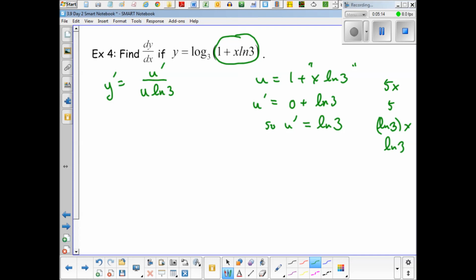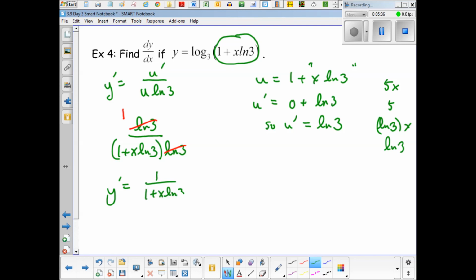Alright, let's go over here and plug it in. U prime goes on top, and on the bottom, our u ln 3. This is kind of a fun one. This actually canceled out. And we ended up with y prime equals 1 over 1 plus x ln 3.